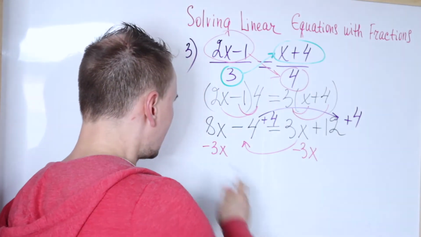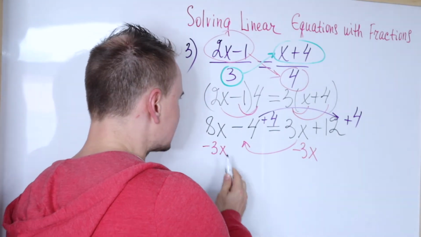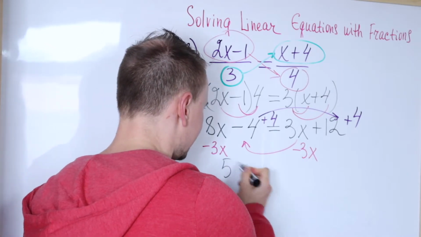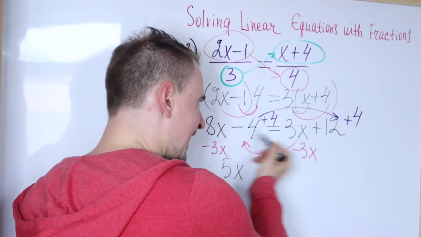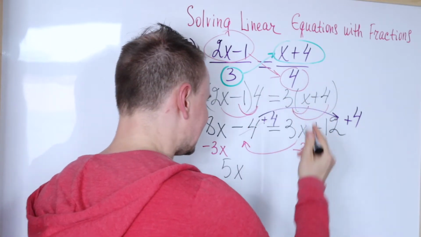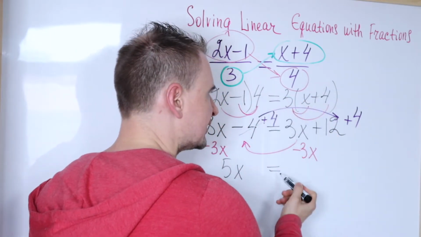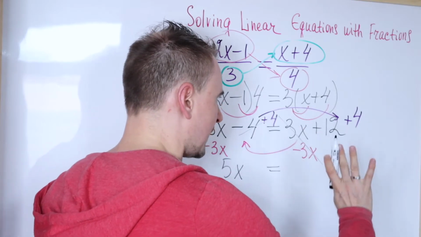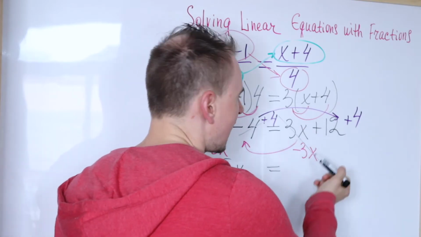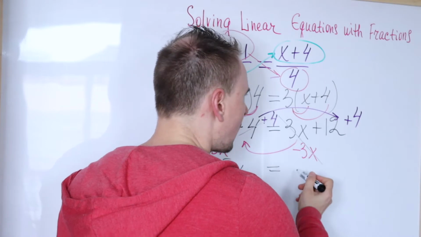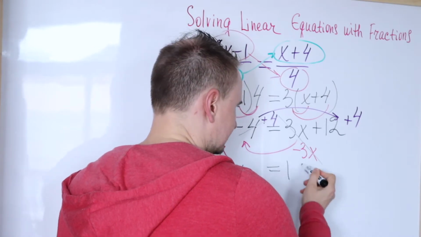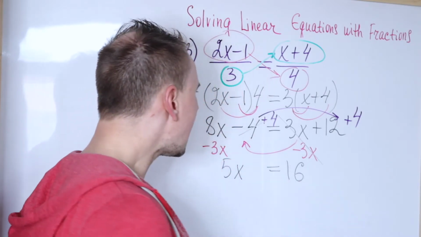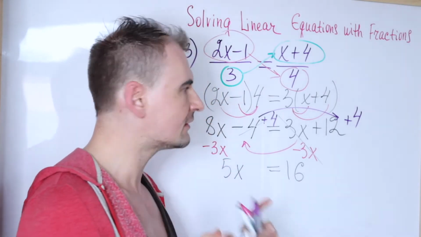So 8x minus 3x, we would get just 5x. Negative 4 plus 4 goes away, disappeared, bye-bye. Drop down the equality sign. 3x goes away, cancel each other out. And 12 plus 4, that would leave you with 16. And finally, thankfully, the last step.